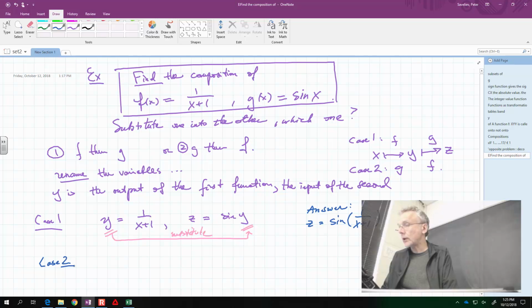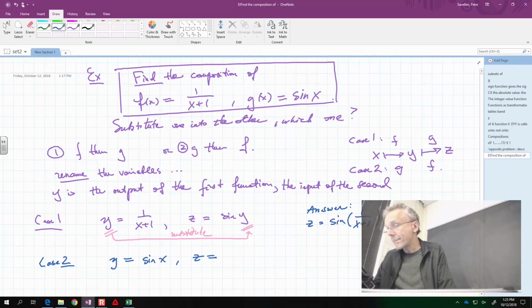So what do I do? Output, y is the output of the first function. This time the first function is g. So y is equal to what? Sine x, yes. And z is? 1 over sine x plus 1. No, y plus 1.